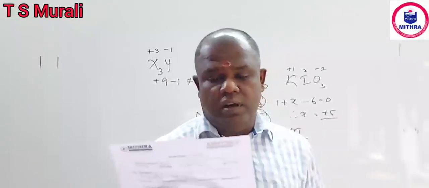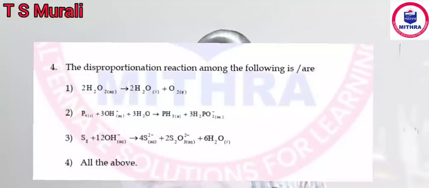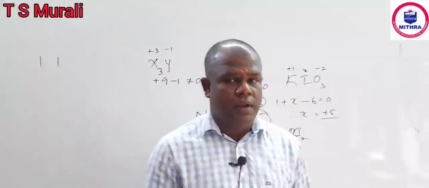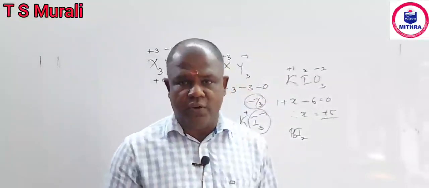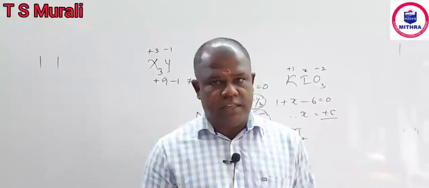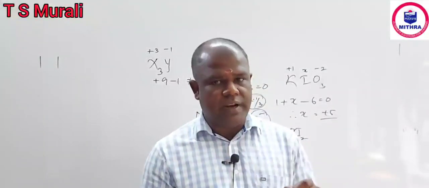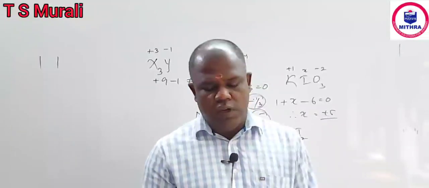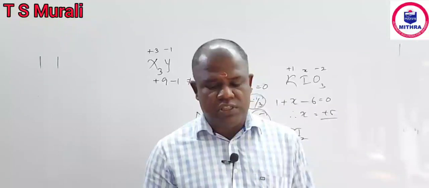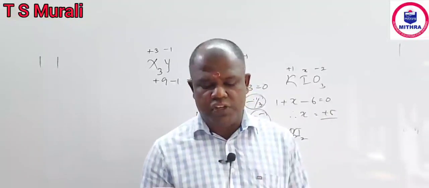Next one, disproportionation. I think you know the meaning of disproportionation. Disproportionation means the same atom undergoes oxidation and reduction. Simultaneous oxidation and reduction happening for the same atom, not different atoms of the same molecule. That is called decomposition, an intra-redox reaction. But disproportionation strictly indicates that the same atom undergoes change in oxidation number. The first option is right. Why? Because hydrogen peroxide decomposition is a perfect example of disproportionation.